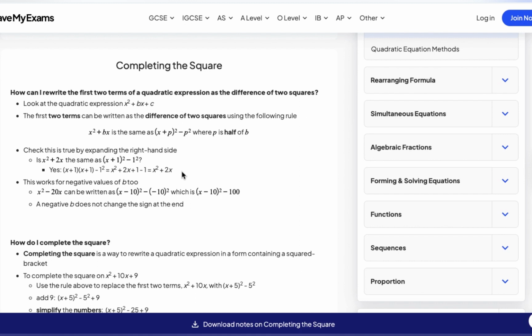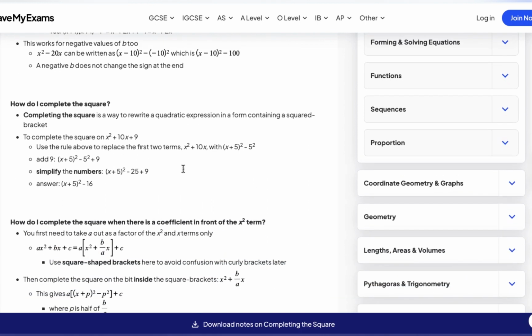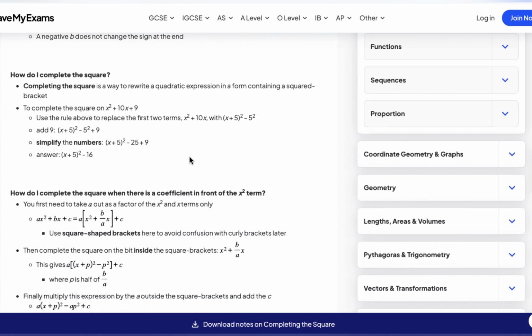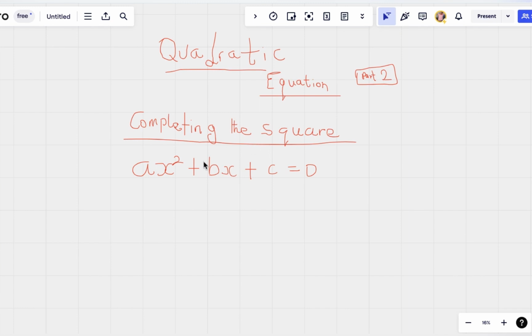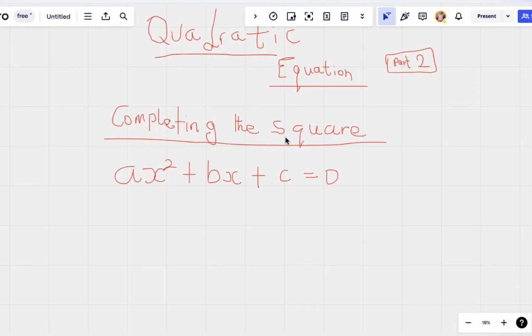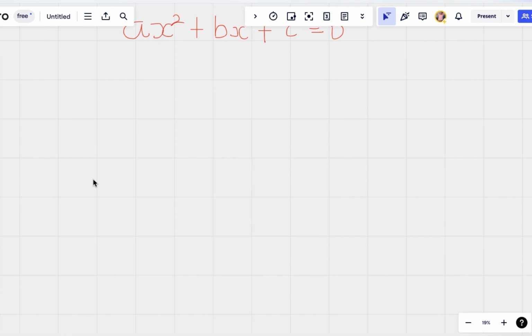So to solve a quadratic equation, let's model it with an example. For example, we have x squared plus 10x plus 9. We start with the quadratic expression, and later we make it an equation. The first part will solve the expression, the second part will solve the equation. So to save time, let's do both of them. Is that okay?